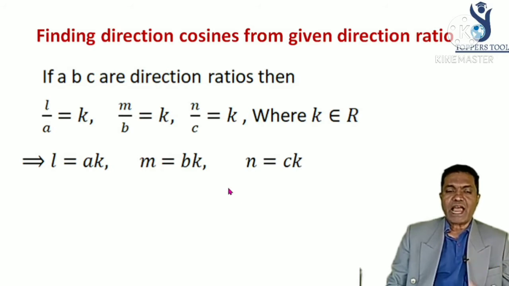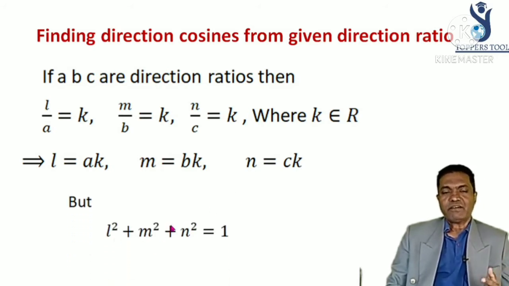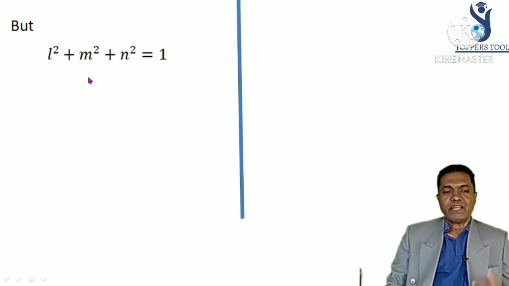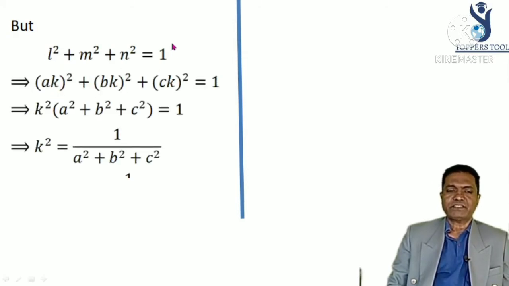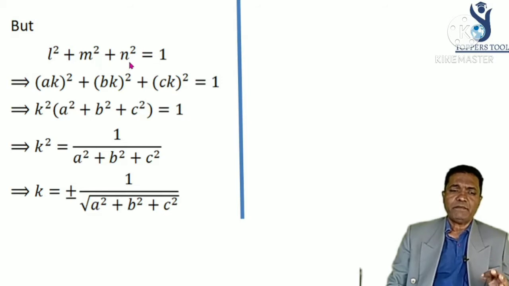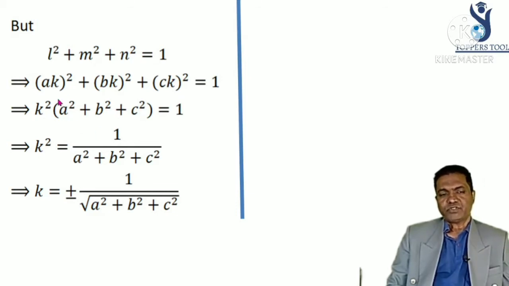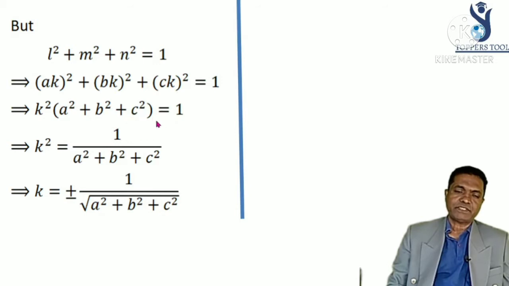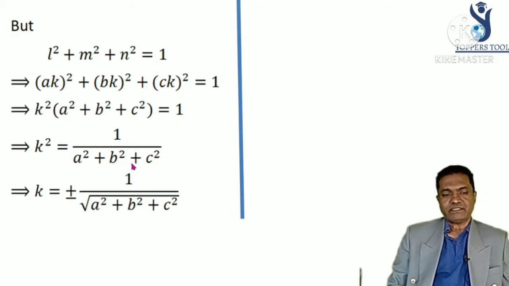Now if you square and add them, we have the beautiful result of direction cosines: l square plus m square plus n square is 1. Substituting the values of l, m, n, that is ak, bk, ck, on squaring you get k square as common, and inside you get a square plus b square plus c square. Transferring this to the other side, k square equals 1 over a square plus b square plus c square, whereas k is plus or minus the square root of this.